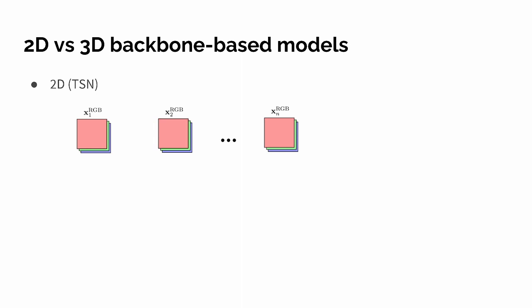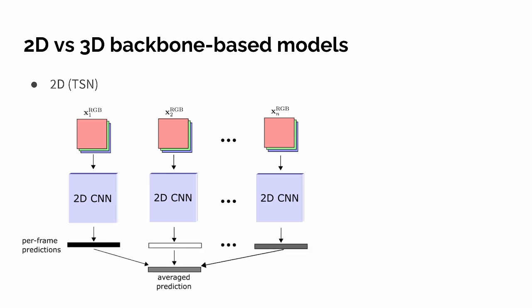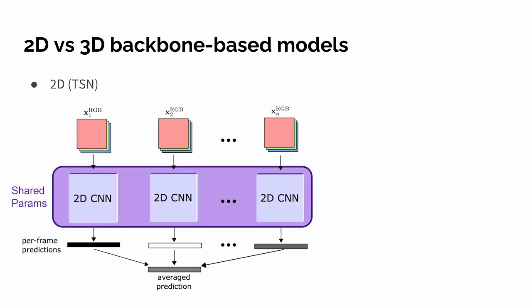This is an example of a 2D action model called TSN. First, we need to sample n image frames from the video, and each frame is represented with R, G, and B channels. Each image frame is fed into the 2D CNN model, and each 2D CNN model will produce per-frame predictions. Finally, the video prediction would be the average of all the frame predictions. By the way, the backbone model has shared parameters, so we don't need to have any different copies of this 2D CNN backbone, which is why it's so efficient.